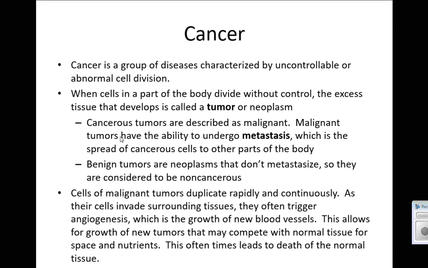Cells of malignant tumors will duplicate rapidly and continuously as their cells invade surrounding tissues. They often trigger angiogenesis, a process where they grow their own blood vessels, and then they're just going to get bigger and worse. That can compete with normal tissues for space and nutrients, often causing death of the normal tissue. That's what causes the body to shut down when tumors develop and get so big that they shut things down. So, unfortunately, cancer is very rampant.